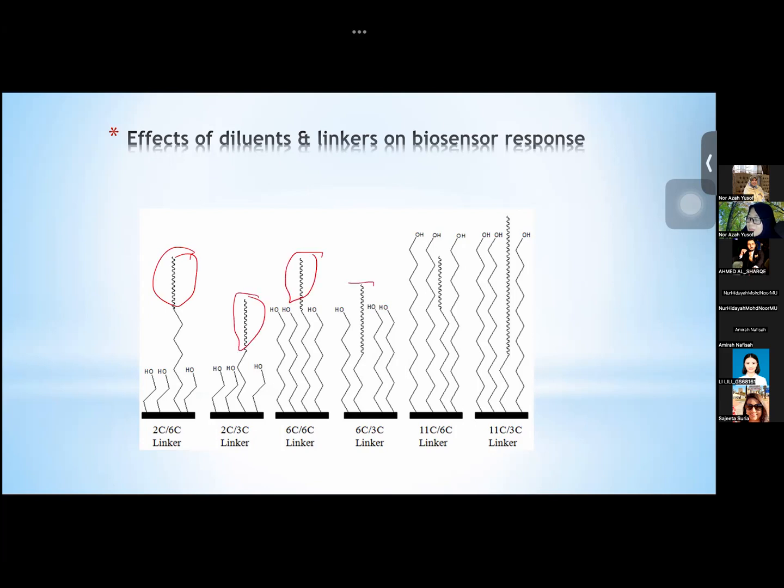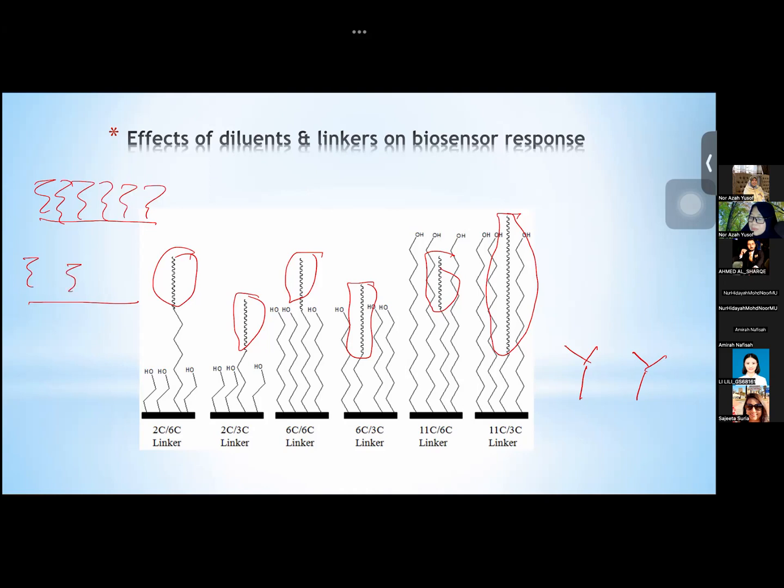All right. So what does the density mean? In this case, we're talking about DNA, but it can also be about antibody. It is the spacing of the biomolecules on top of the sensor surface. So which one is better? Do you want to put a lot, very dense, or do you want to space them out? This will affect the signal as well.